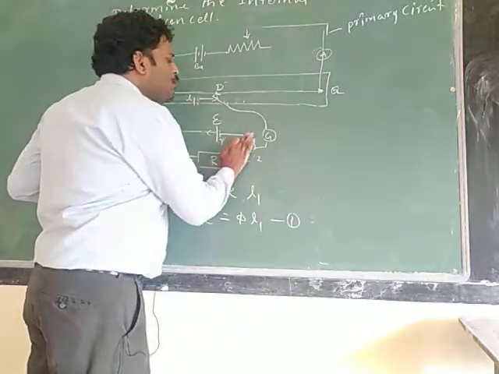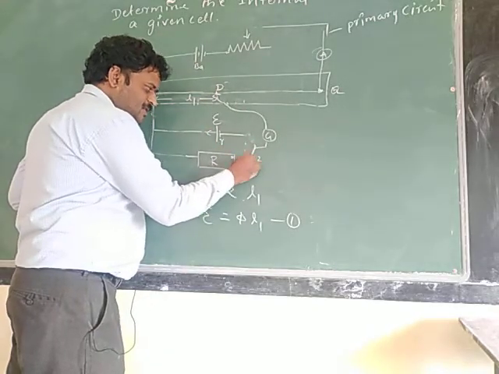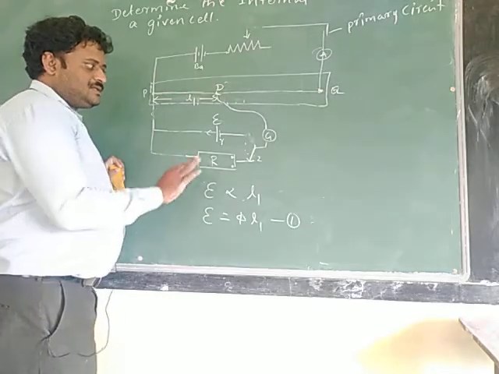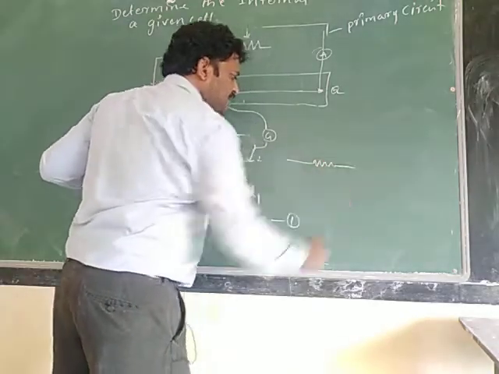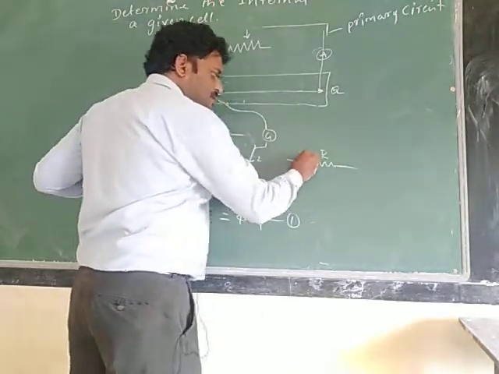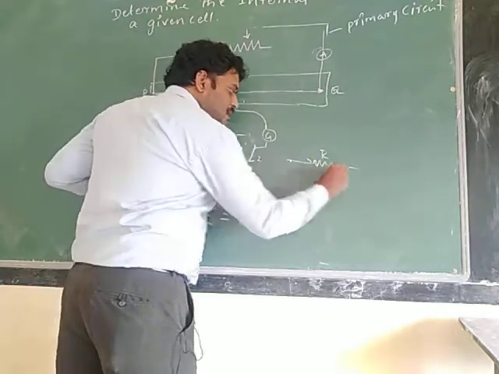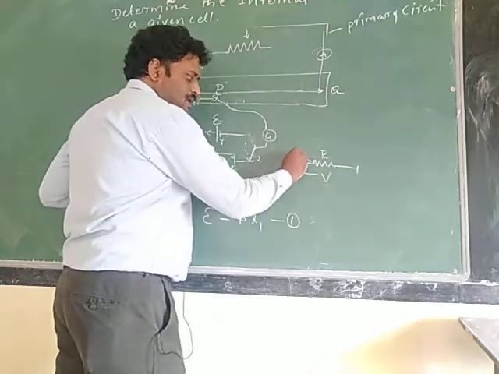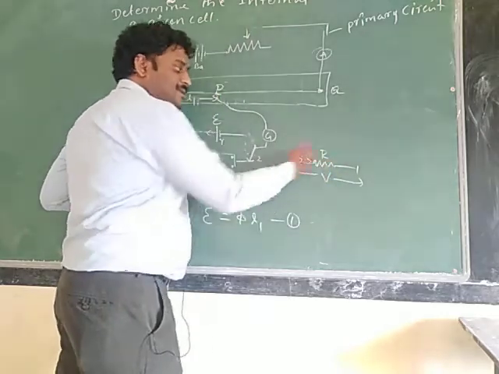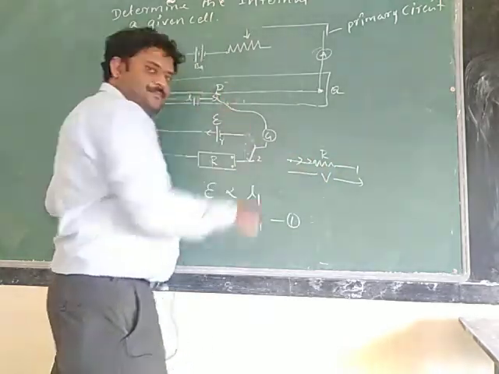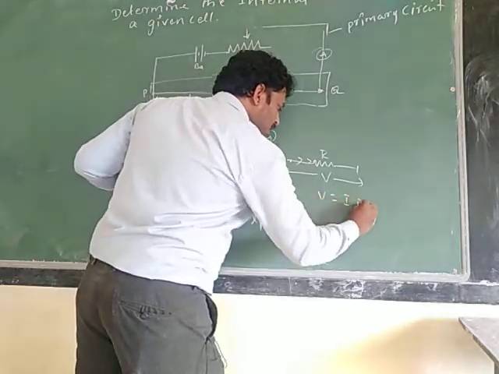Then you open the key and close the resistance box. Now there is a standard resistance box, and if current flows across it, the potential drops. The potential difference across this resistance is equal to V. Then V, according to Ohm's law, is equal to I into R.